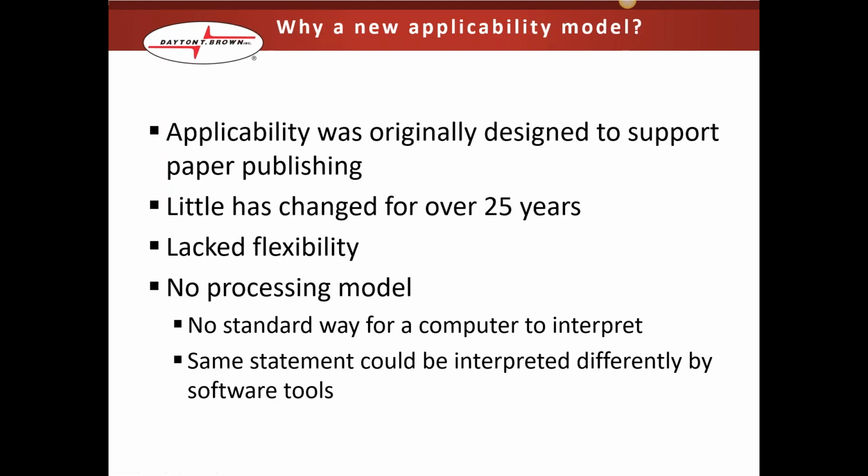And why we decided to change the applicability model is to address our dislike for the one that was in S1000D at the time. It was originally designed to support paper publishing, and little had changed over the previous 25 years of S1000D. So it lacked a lot of flexibility that we wanted, to do the things that we need to do, or to allow other industries to start using S1000D and start calling the things that they want to support with applicability, give it their own names and attributes and what have you. And we'll get into that. But it lacked the ability to process these applicability statements. So there was no standard way for a computer to read that and then interpret that to provide the customized or configured view of that data.